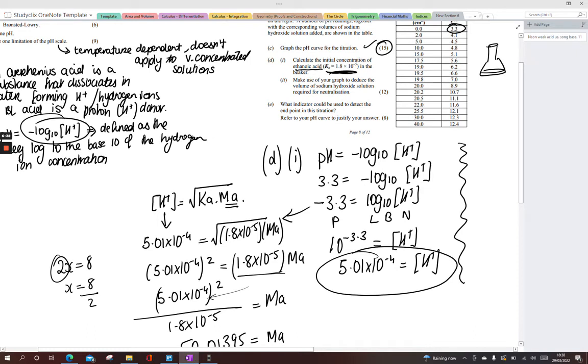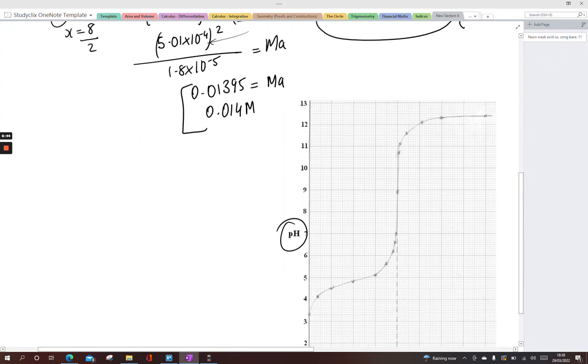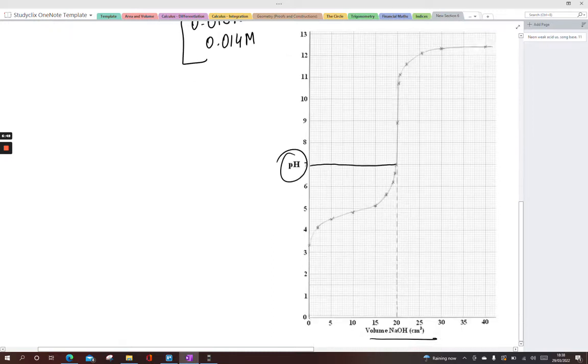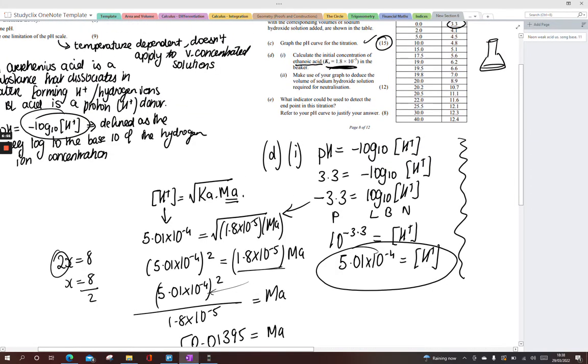Make use of your graph to read the volume of sodium hydroxide needed for neutralization. So neutralization is pH of 7. And when it says make use of your graph, you go across your graph, use a ruler for this, and go down, which they've done, and they've spat out 20. So an answer there of 20 centimeters cubed. Or if you look at this, pH of 7, 19.8, but suppose your graph's not going to be that accurate.